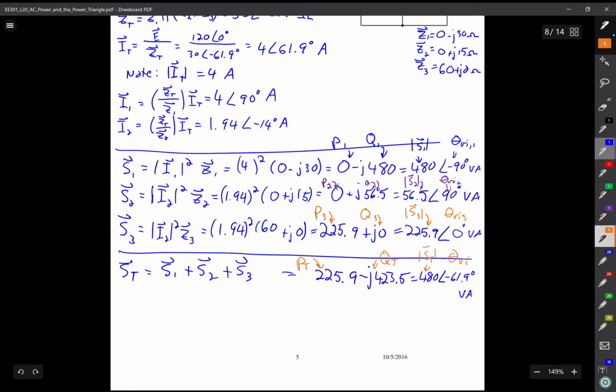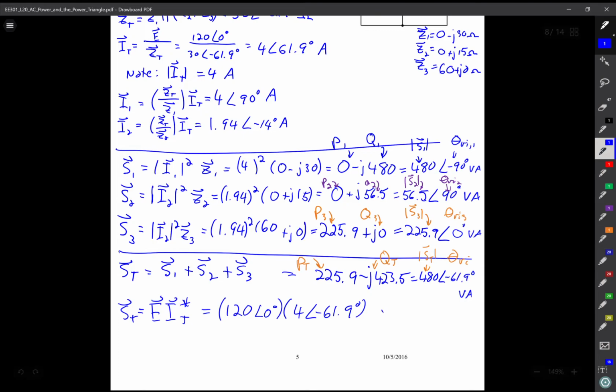Okay. Also note that ST is equal to the total input voltage times the total current IT complex conjugate, which is equal to 120 with an angle of 0 times 4 with an angle of minus 61.9 degrees. When I do the math, I'll see that that's what this value is, and you can do that on your own. But there's the value for the real and reactive power for each component, and the apparent power delivered by the source, which is shown right here. That's 480.